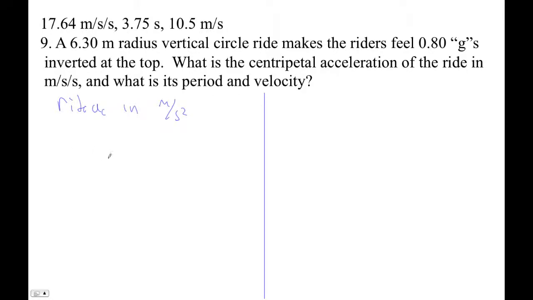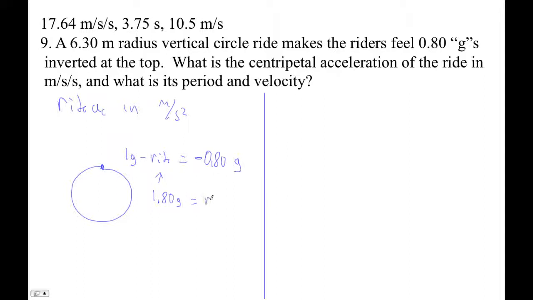So at the top, remember, it's 1 g minus the ride. And if I tell you it's inverted, that means it's negative, so negative 0.80 g's. I think the ride has to be 1.80 g's, right? 1 minus 1.80 would be negative 0.80.